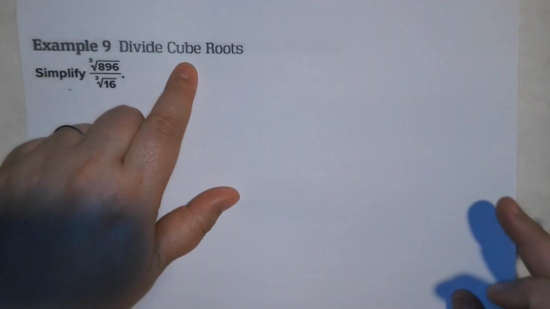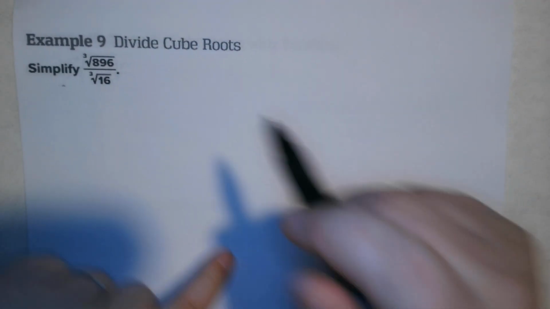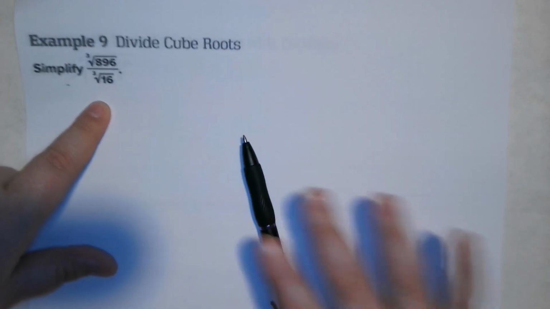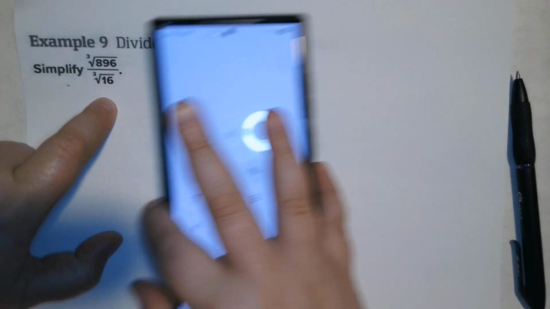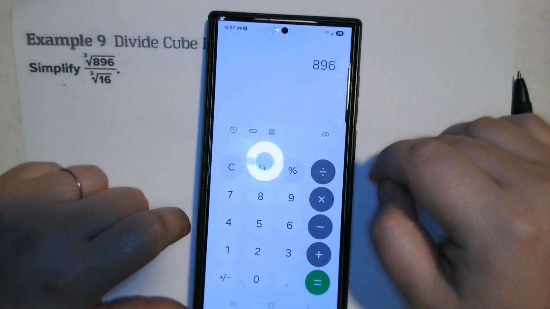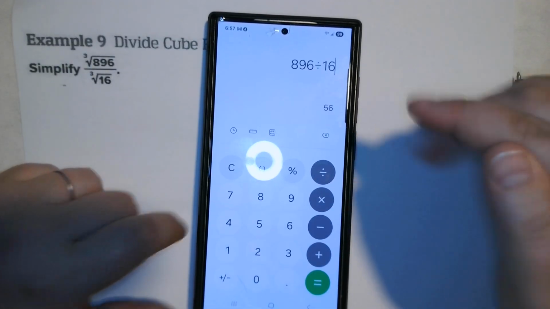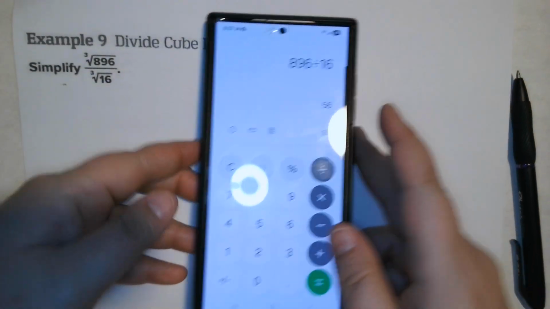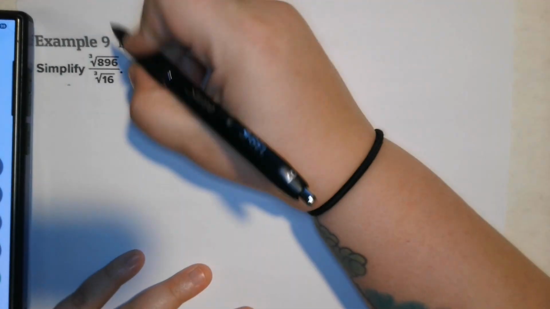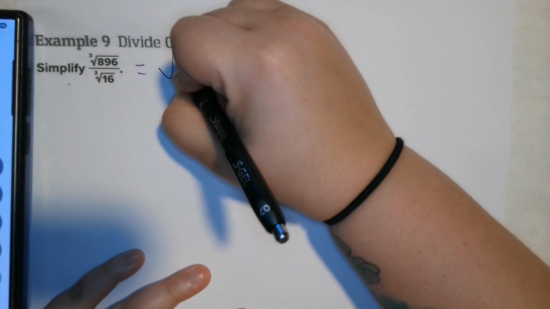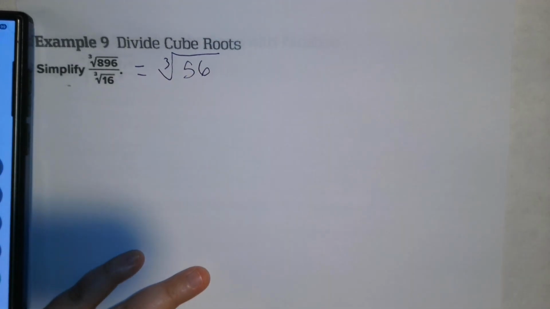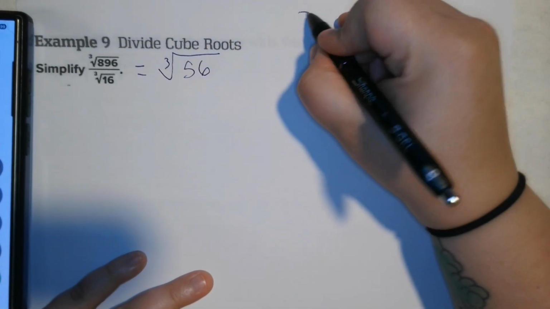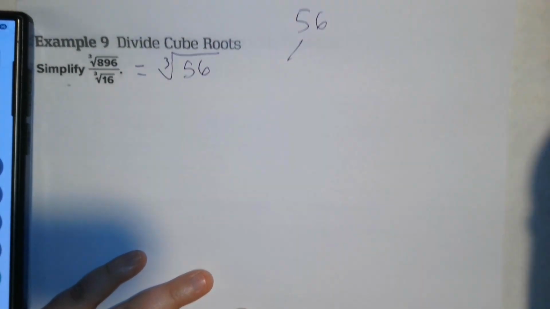They're not going to make you try it until the very end. We're going to divide cube roots, okay? So let's see. Can I divide these evenly? Let's look. Can I do 896 divided by 16? Yep, I get 56. Okay, so now, to simplify it a little bit, the cube root of 56. Now I can take this 56 and factor it.